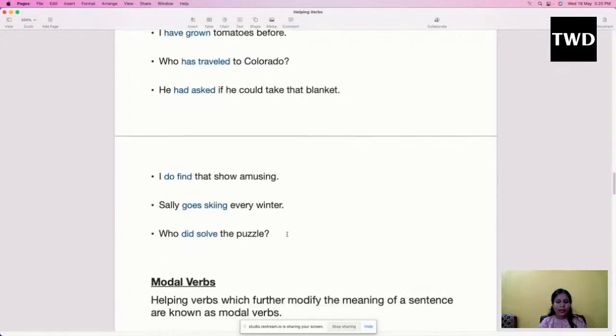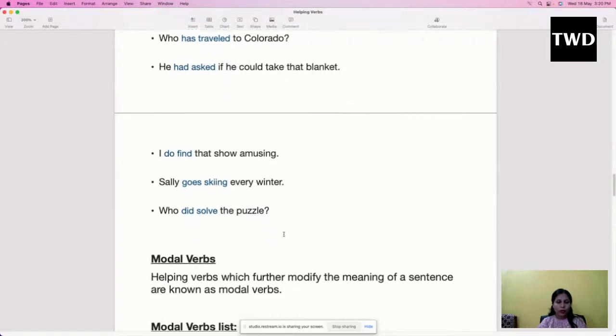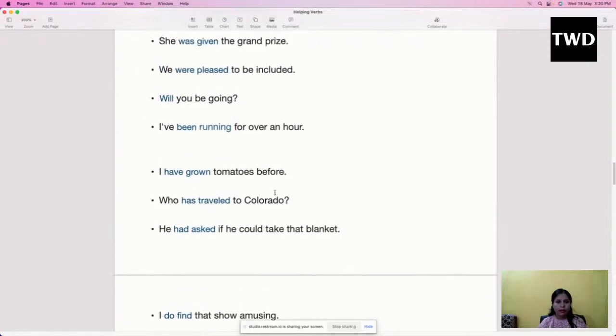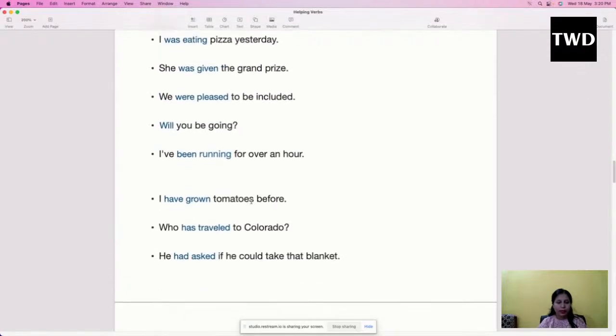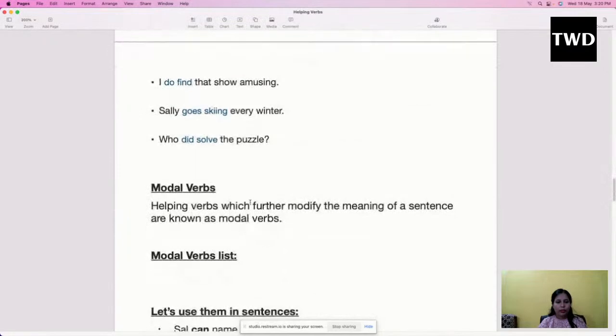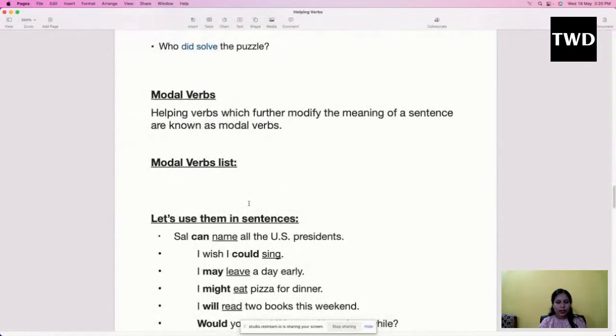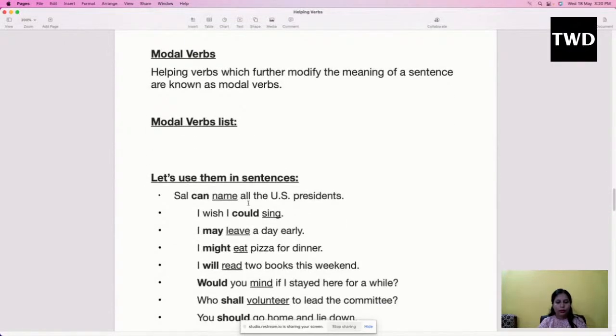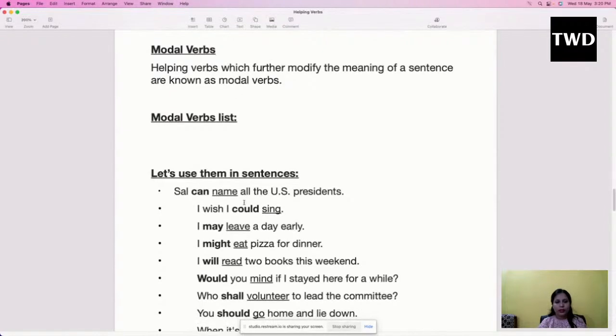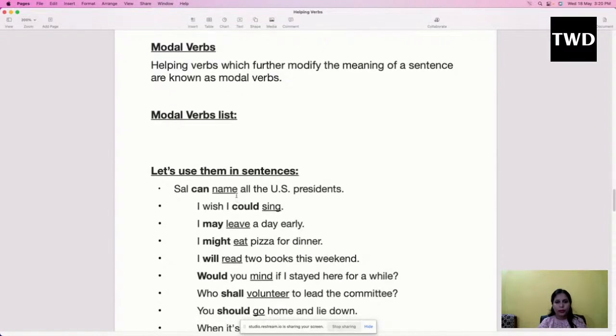Shally goes skiing every winter. Who did solve the puzzle? So here in this part we have got all the sentences mixed up. Just look into them, then you will be able to understand. Then we come to the modal verbs. We do get confused, as in when to use can, could, may, might.